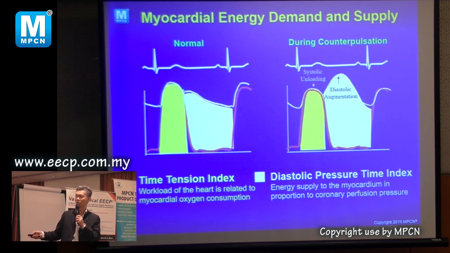So this is what we saw just now. This is systolic and diastolic. And then the EECP works by increasing the blood flow during diastolic. So counterpulsing means ECP.